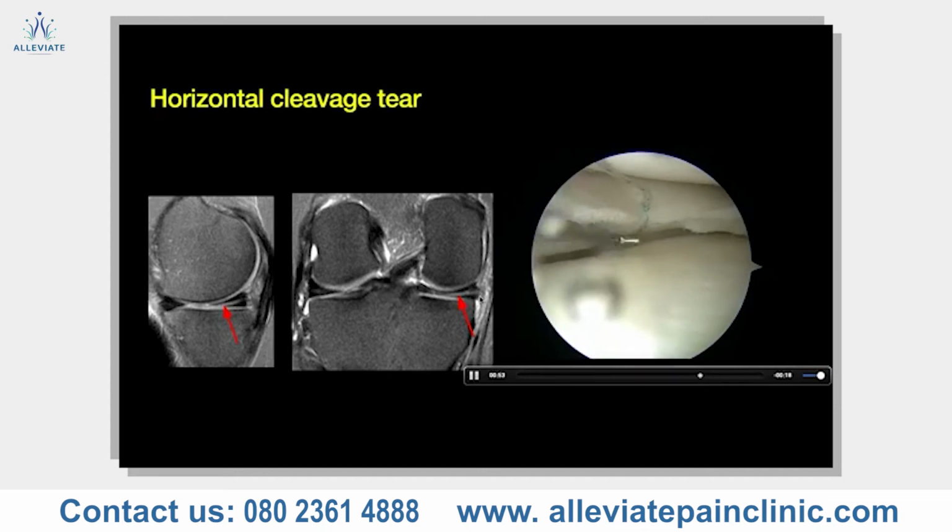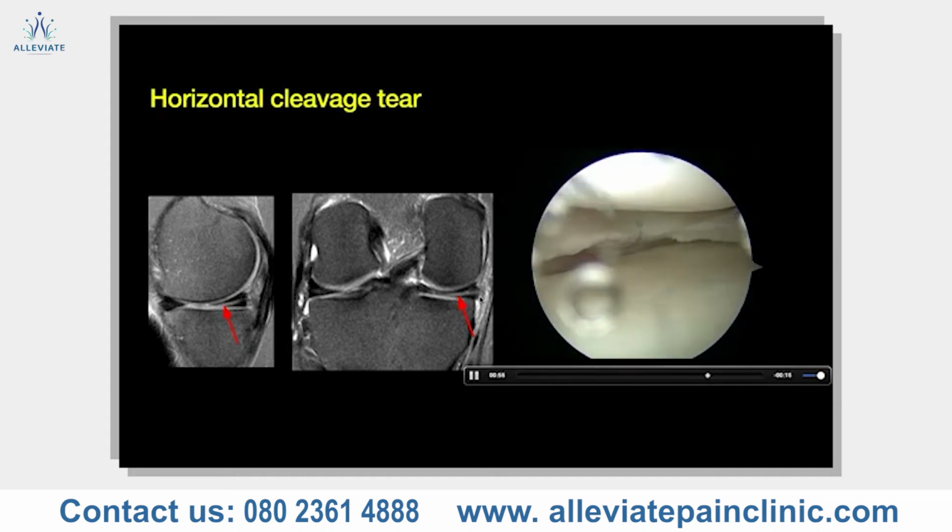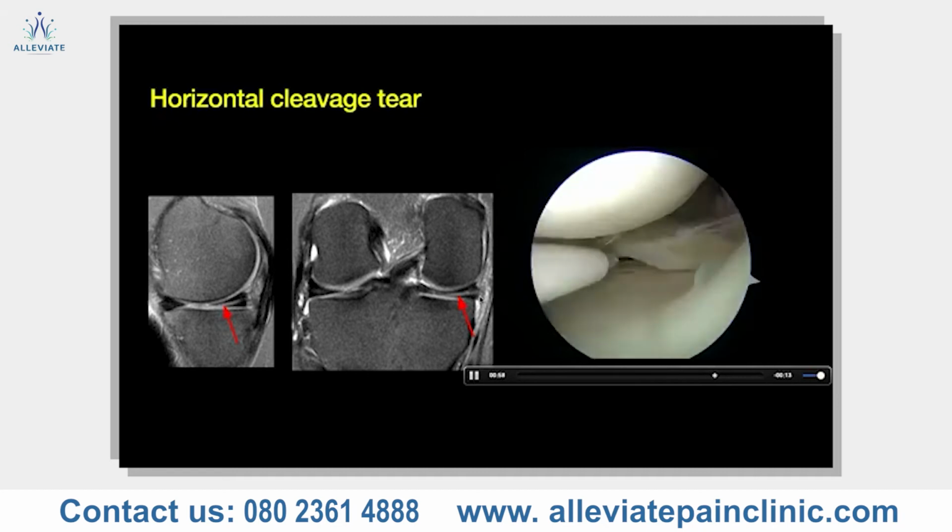So when you see a horizontal cleavage tear, it's better to close this with a repair, which is an all inside technique. Here you take a bite on the superior portion of the meniscus and an inferior portion of the meniscus, and you close the fish mouth completely so that the joint fluid doesn't enter.